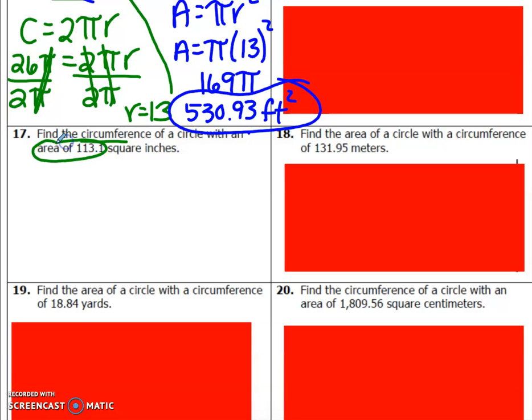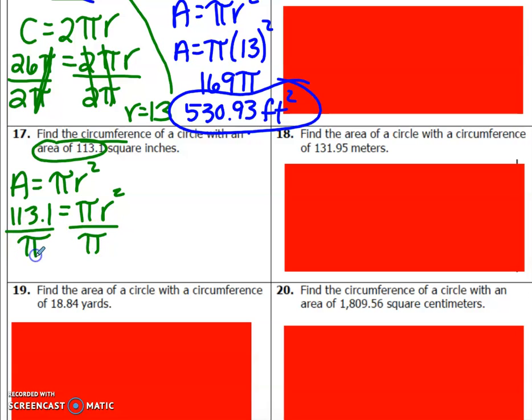All right, we're going to find circumference. If I know area, so again, area equals pi r squared. Your area is 113.1 equals pi r squared. Step 1 is to solve for your r. So you have to divide by pi on both sides. 113.1 divided by pi ends up giving you 36, and you've got r squared. So to get r by itself, you have to get rid of the 2, the squared, by square rooting both sides. So your radius is a 6.